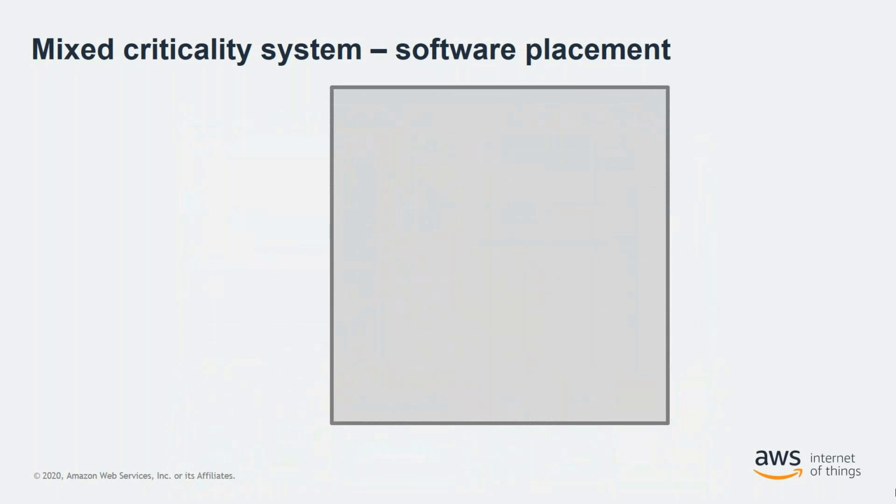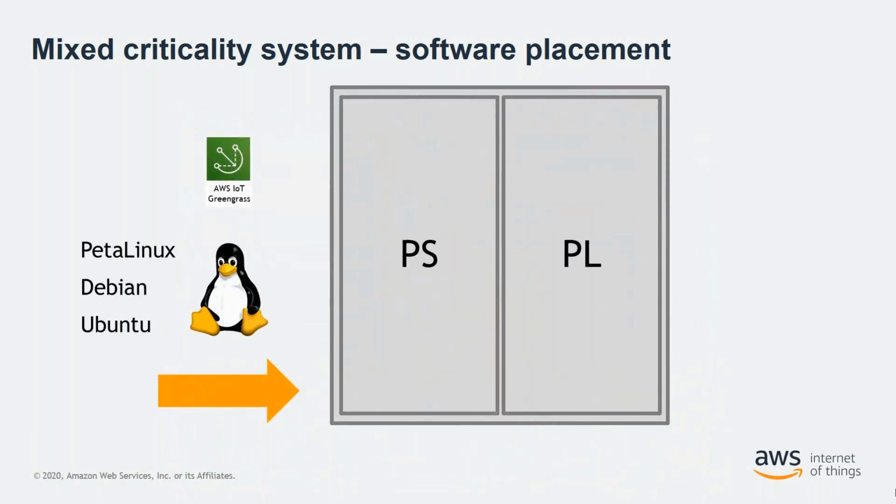Well, let's take a look at that mixed criticality system and how we actually place that software. On the left hand, we have that Cortex A53 processor that we just talked about. That's called a programmable system, and we can run operating systems like Ubuntu or Debian on that. But today, what most of the customers are running is either Petalinux, which is a curated version of Yocto by Xilinx, or just Yocto on the left-hand side.